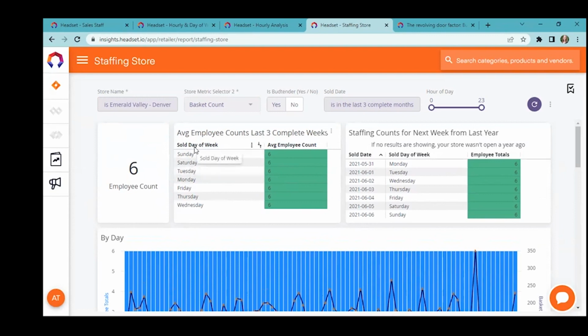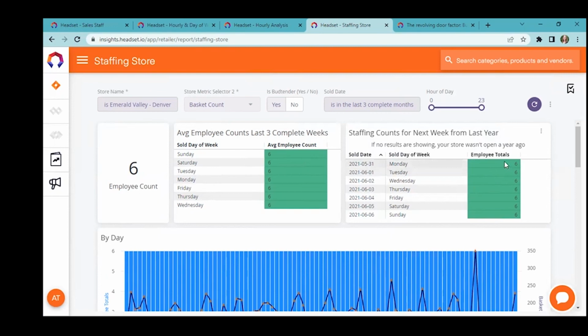I do know that this sold day of week column sorts the days kind of weird. I'm not sure why that is, but that's just something to call out. So you have to look at the days and then the count. And then staffing counts for next week from last year. This is going to give you an idea, if you are planning your schedule and you want to adjust it, of what last year looked like for your store. If your store wasn't open a year ago, then the totals aren't going to show, but this is going to show you how your store was staffed last year.